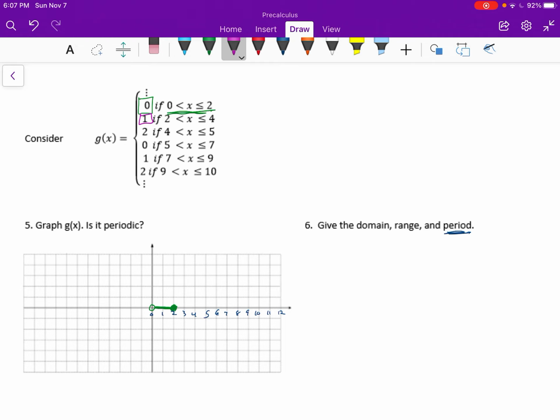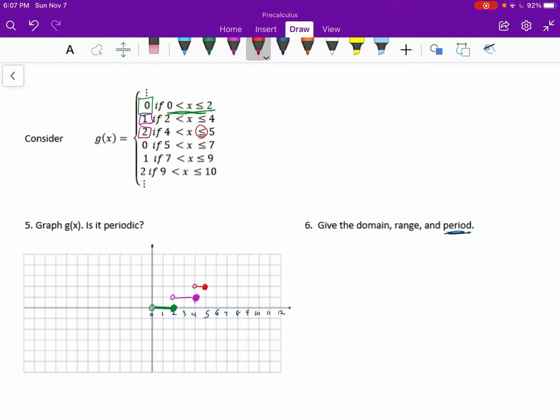We want it to be 1 from 2 to 4. So from 2 to 4, it's 1. Looking at our inequalities, left is open, right is closed. It's 2 from 4 to 5. So we're just going from 4 to 5. Once again, the left is open and the right is closed because of the inequalities.